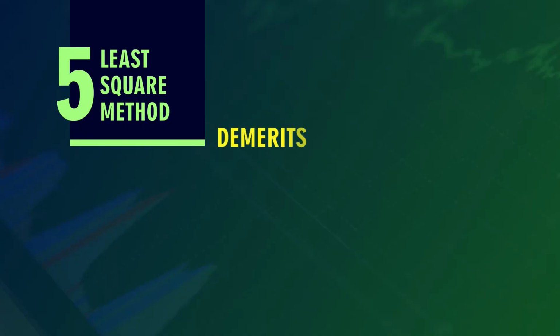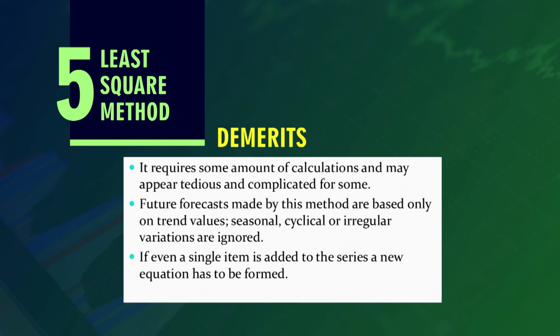And if you go more to the backdrop, you will find there are certain shortcomings or pitfalls, rather, as far as the least square method is concerned. It requires some amount of calculation and may appear tedious and complicated in some cases. Future forecasts made by this method are based only on trend values. Seasonal, cyclical or irregular variations are ignored. If even a single item is added to the series, a new equation has to be formed.